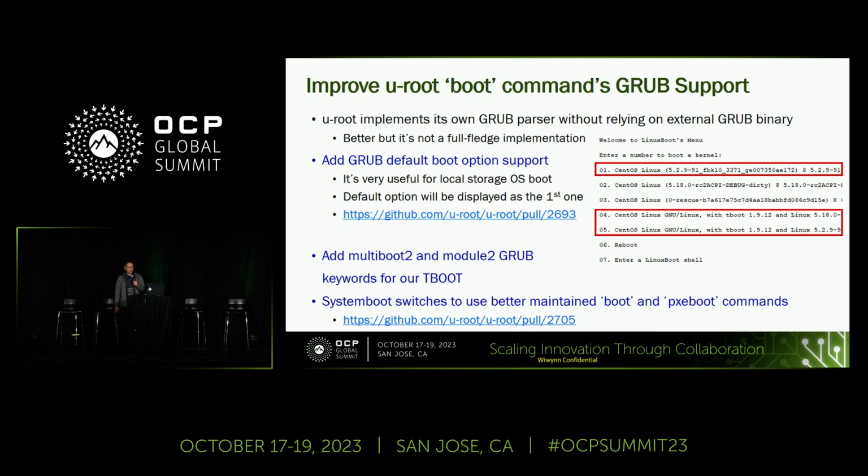Improved u-root boot commands with GRUB support. The Linux boot initramfs user space we use is called u-root. It's busybox-like, an initramfs user space written in Golang. The u-root implements its own GRUB parser without relying on any external GRUB binary. It's better and more flexible to have your own GRUB parser within your system firmware, but it's not yet a full-fledged implementation. So we add two GRUB supports to the u-root boot command.